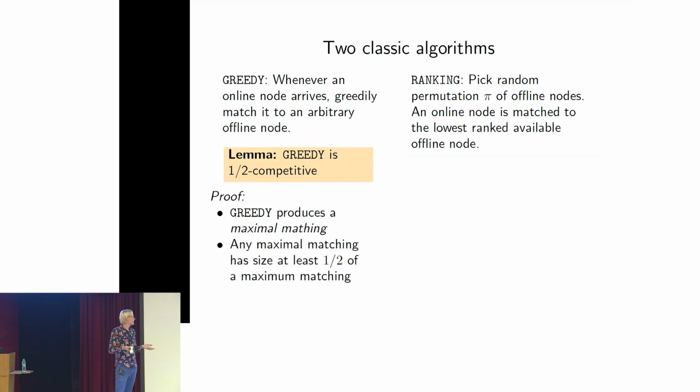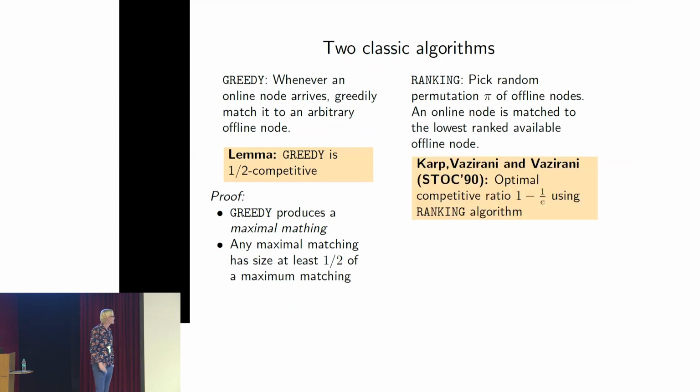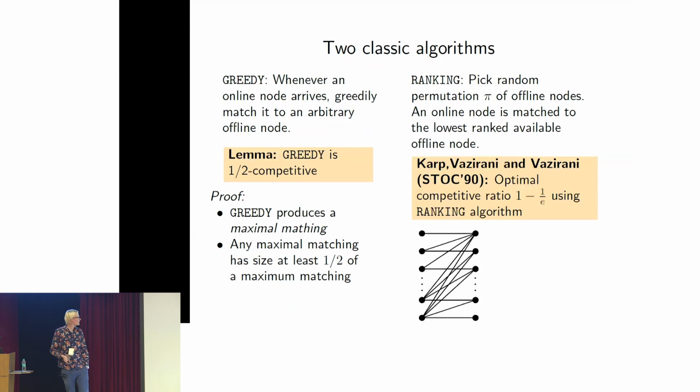But it turns out that we can in fact do better. There's another very simple algorithm called ranking. We pick a uniformly random permutation of the offline nodes, and whenever an online node arrives, we look at its available neighborhood and match it to the first available node in terms of this permutation. It was famously proved by Karp and Vazirani that this algorithm attains a 1 - 1/e competitive ratio, and this is in fact optimal.